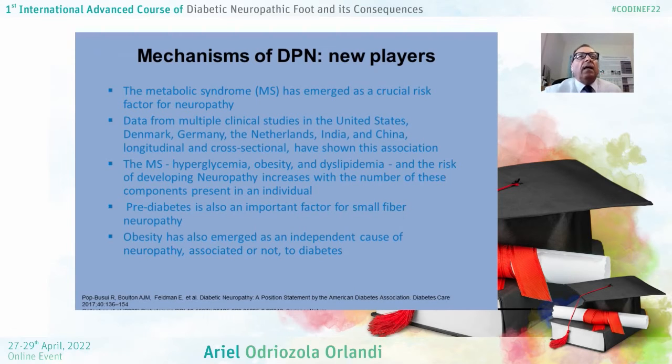The metabolic syndrome components, hyperglycemia, obesity, and dyslipidemia, and the risk of developing neuropathy increase with the number of these components present in an individual. And one very interesting and important aspect is that pre-diabetes is also an important factor for lesion of small fiber neuropathy.